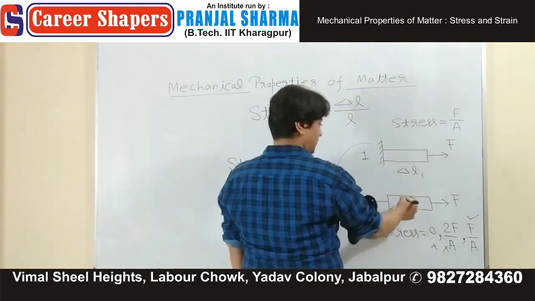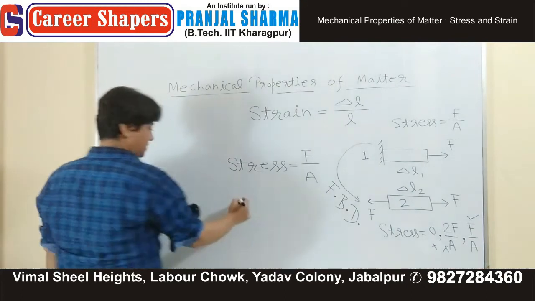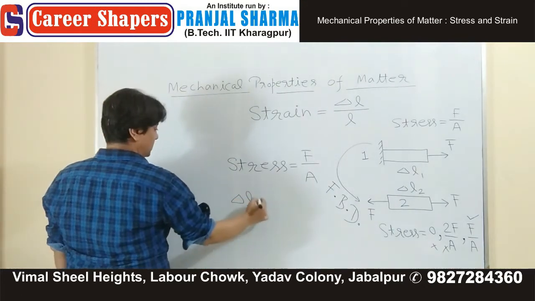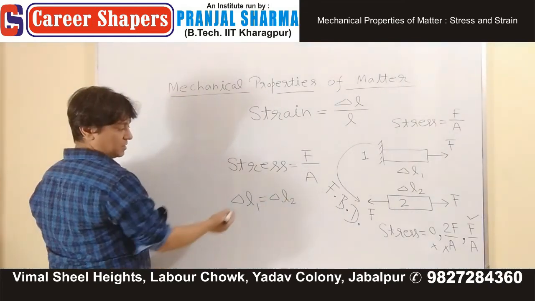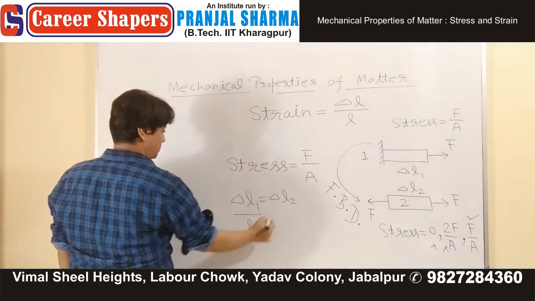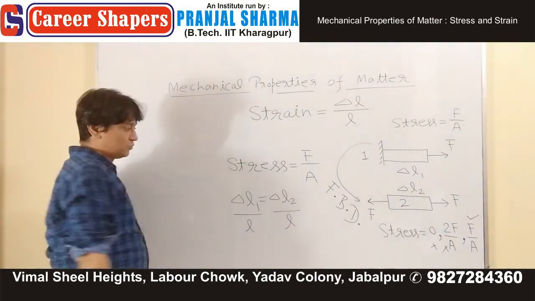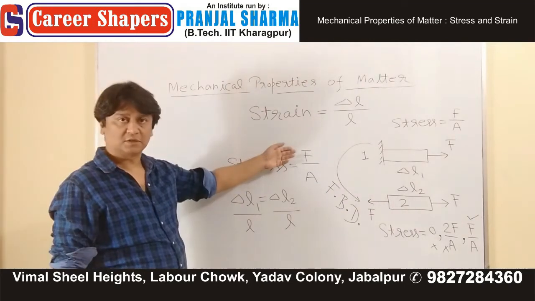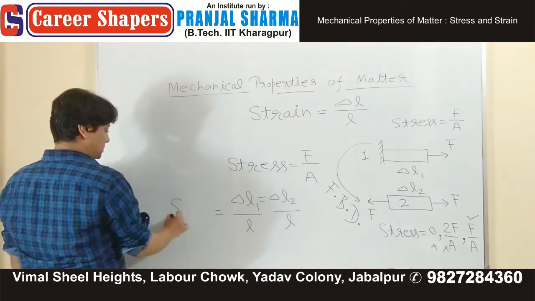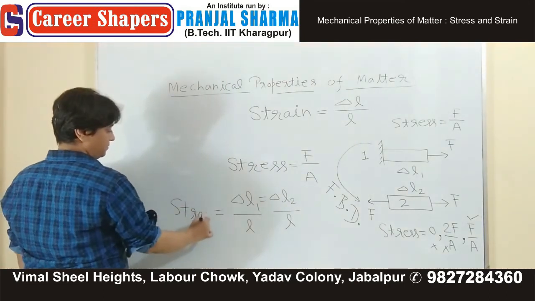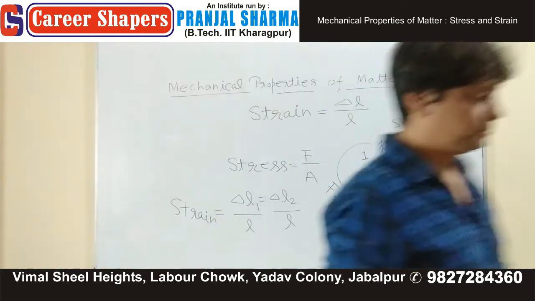Change in length is delta L1, change in length is delta L2. We can also write that delta L1 is delta L2. If this is the same, divide the whole thing with L. Remember, initially they had the same length. So if you are saying that you're having the same stress, same change in length, your strain also becomes what? Same. Can mention this also.